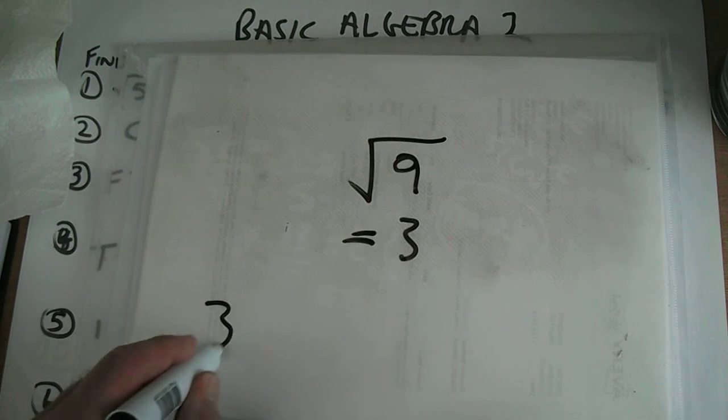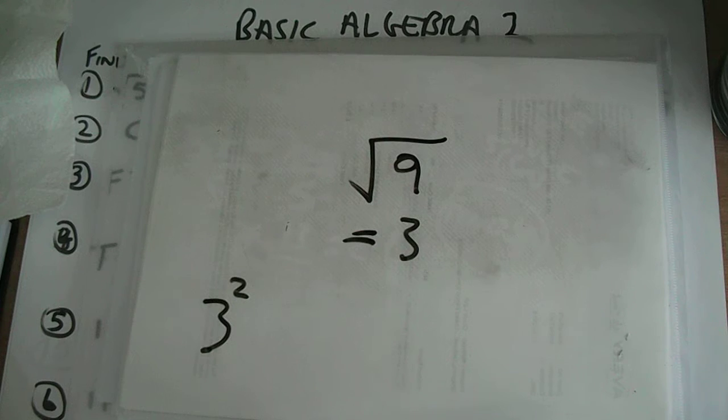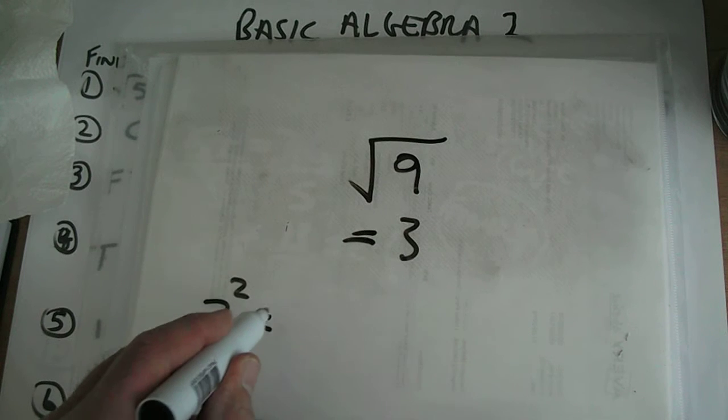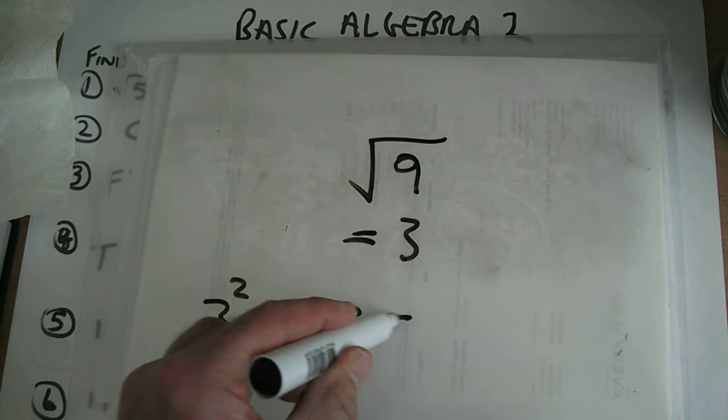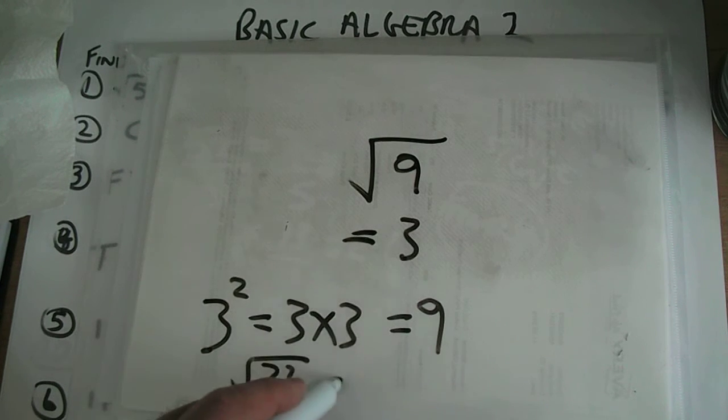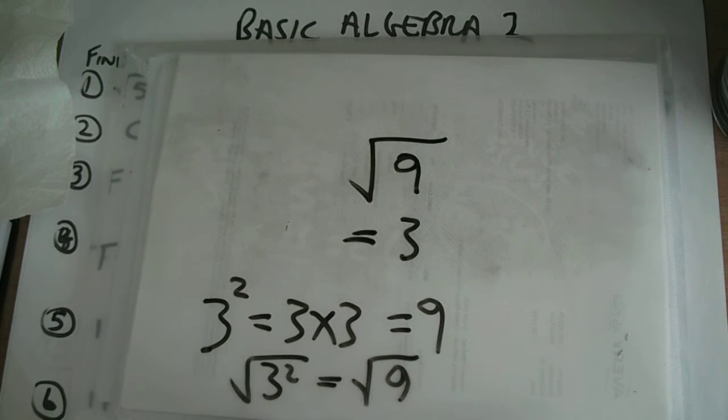Similarly, if I use the index 2, which you're familiar with from when we did indices, 3 squared is the same as 3 times 3, so we know that 3 times 3 is 9. So therefore we can say that the square root of 3 squared equals the square root of 9. Because what I've done is I've put a square root on that side, so I must put a square root on that side in the laws of equations. Okay, so that's that one.